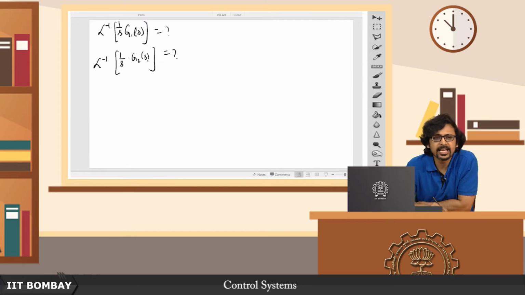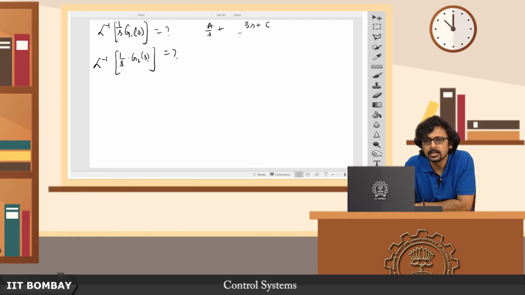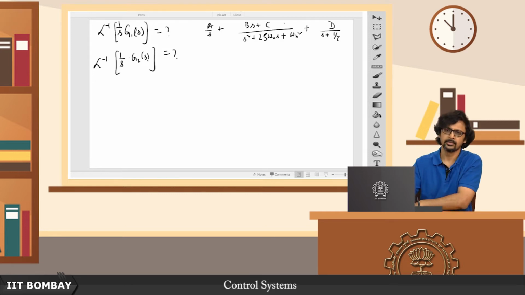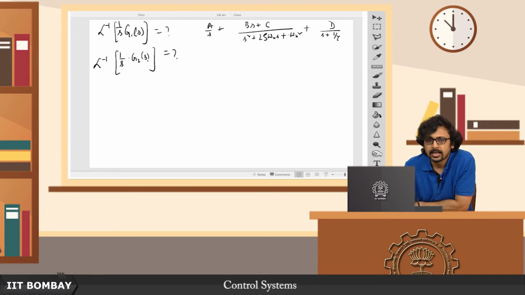So how do we generally expand? If you recall, we would normally expand this first one again as A by S plus B S plus C upon S square plus 2 zeta omega n S plus omega n squared, plus D upon S plus 1 by tau. So now notice that everything else, the form of this expression, remains the same except for this new parameter.